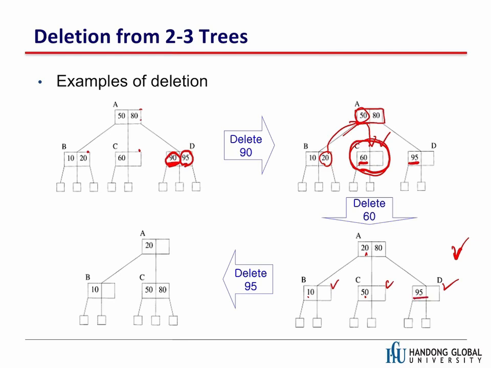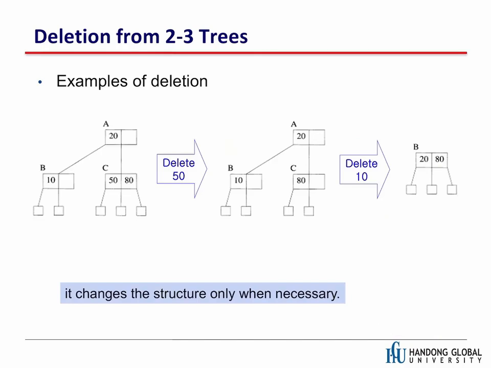And next, we delete 95. And when we delete this one, then this one is gone. Then this one is 3 node. 3 node is a problem here, right? So 3 node means we need 3 pointers, but we don't have this pointer. So 80 goes down. Okay, so now we have this tree.